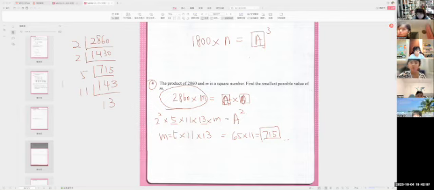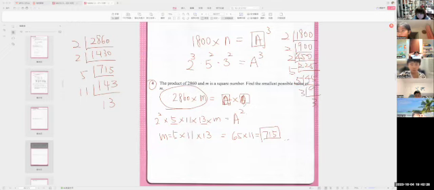Okay, so let's take a look at this one. 1800 equals 2 times 900, 2 times 450, 2 times 225, 5 times 45, 5 times 9, and 3 times 3. So you can see 2 cubed, and 5 squared, and 3 squared equals a cube. Because it's a cube number, everything needs to appear 3 times. We're missing one 5 and one 3. So n equals 15. Good job, Emily. Good job.